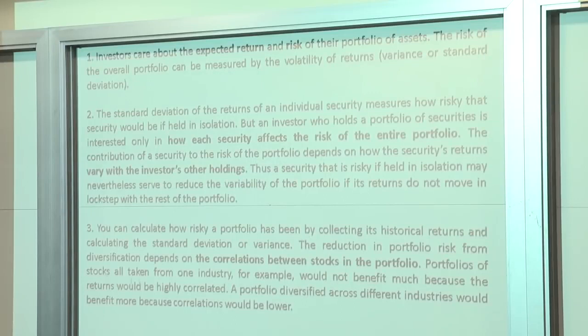A portfolio of stocks all taken from one industry, for example, would not benefit much because the returns would be highly positively correlated. A portfolio diversified across different industries would benefit more, since their correlations are relatively lower.